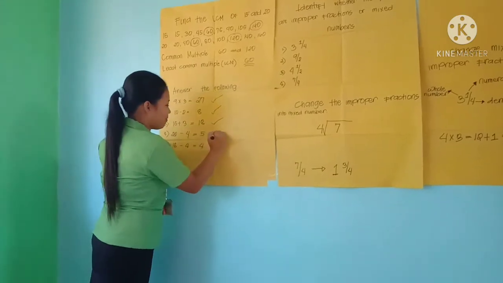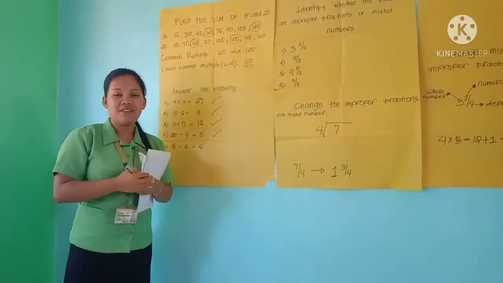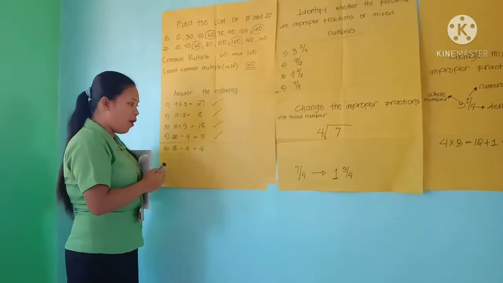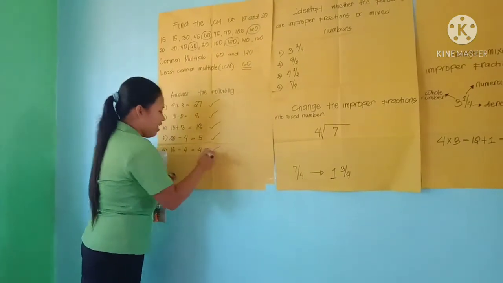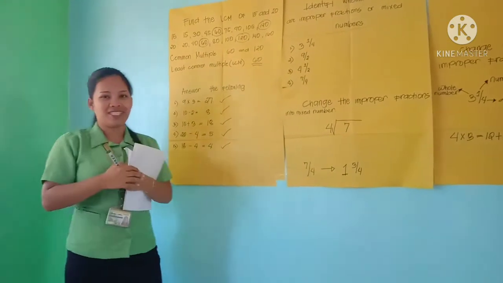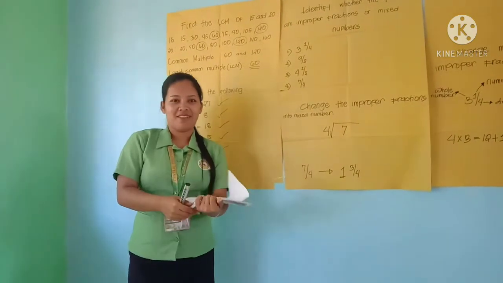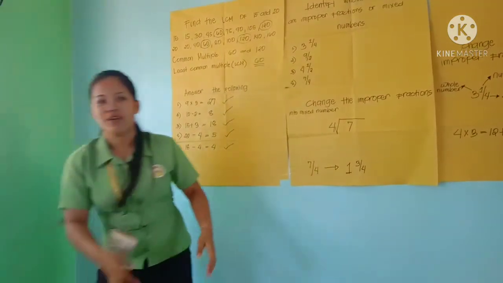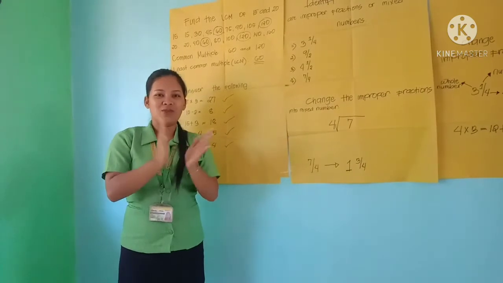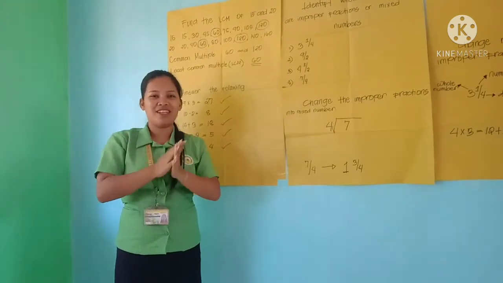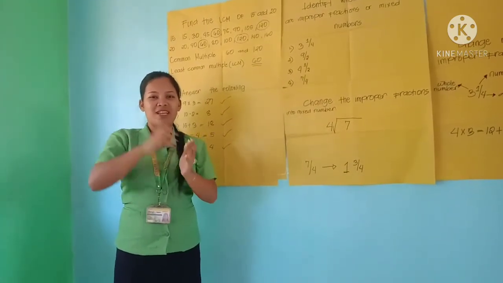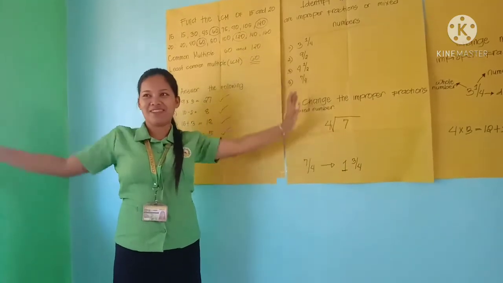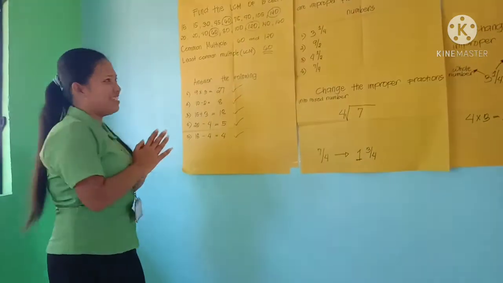Correct? 18 divided by 4 is equal to 4. Correct? Let's give Regine a fireworks clap. Okay. I will show you how to do it. 1, 2, 3, 1, 2, 3, 1, 2, 3, boom! Very good.